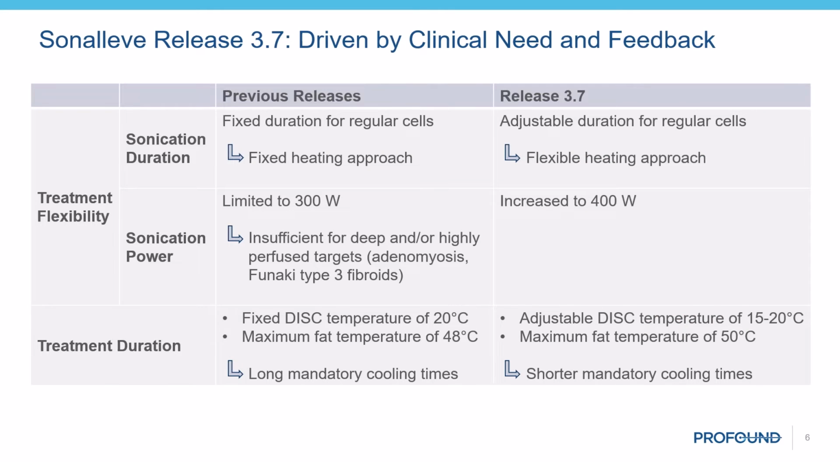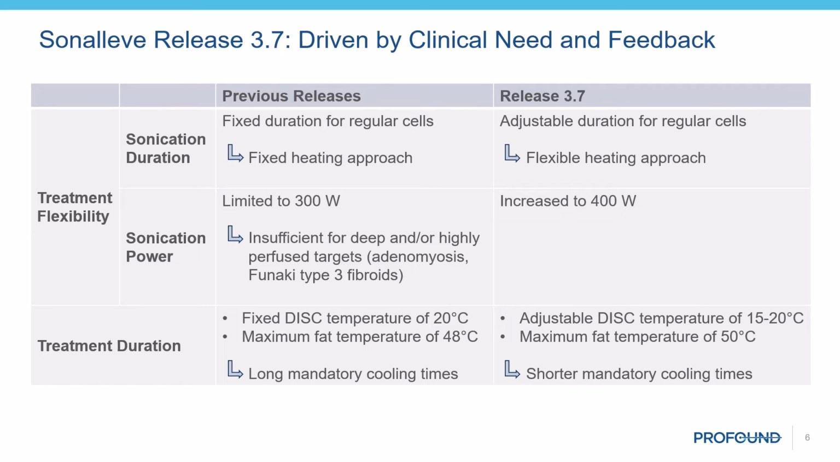Sonalleve Release 3.7 was strongly motivated and driven by clinical need and feedback, and the updates and modifications fall into two main categories: improved treatment flexibility and reduced treatment duration. Regarding the improved treatment flexibility, previous releases allowed only one single fixed sonication duration for regular cells. This limited the user to a fixed heating time and thus heating approach that might not be optimal for all cases and targets. With Release 3.7, the user can now choose between several sonication durations to adjust the heating approach to the clinical need.